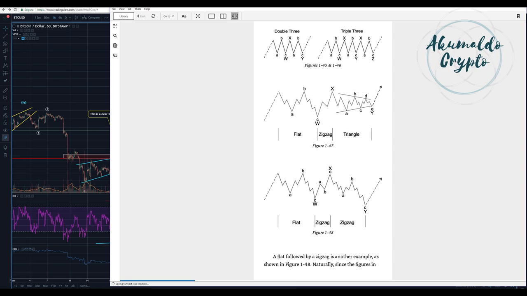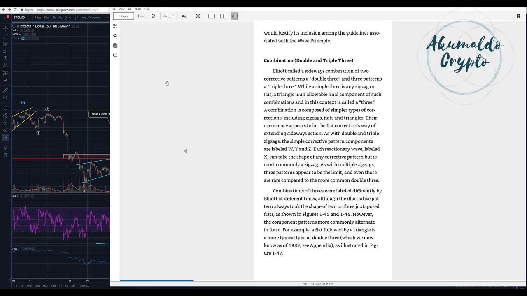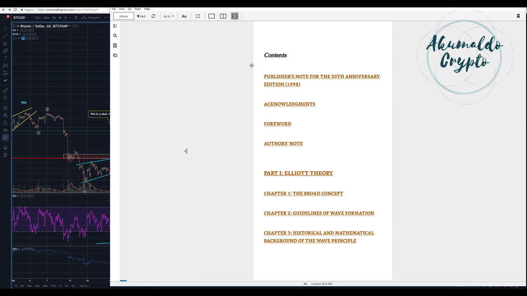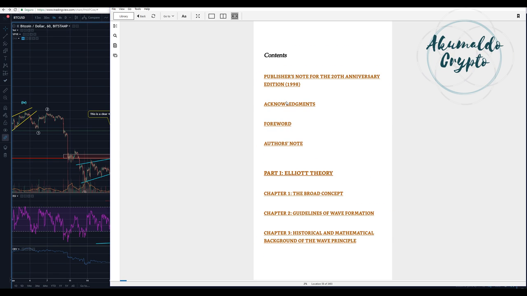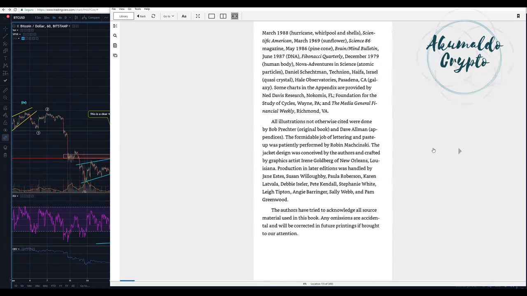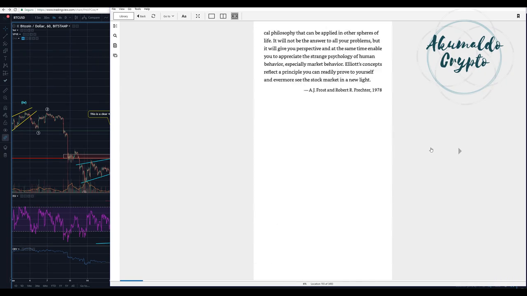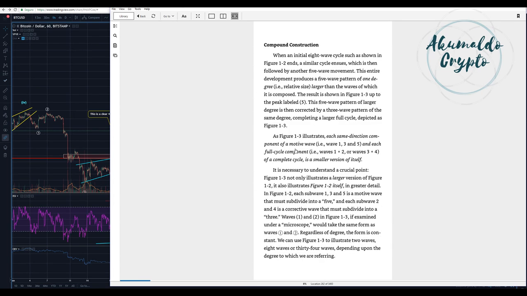Let me show you guys here in the book. Let me go to chapter 1, guidelines of wave formation. Let's go. Now it's going. Come on. Do what I want. Okay, I'm going to find it here.